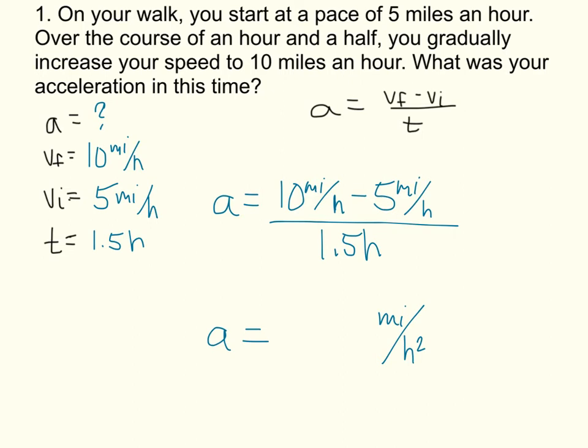Then from here on out, it's just calculator work. We're going to subtract our 10 minus 5, which gives us 5. Then divide by 1.5. So 5 divided by 1.5. In your calculator, you should get 3.33 repeating. But this is your value.